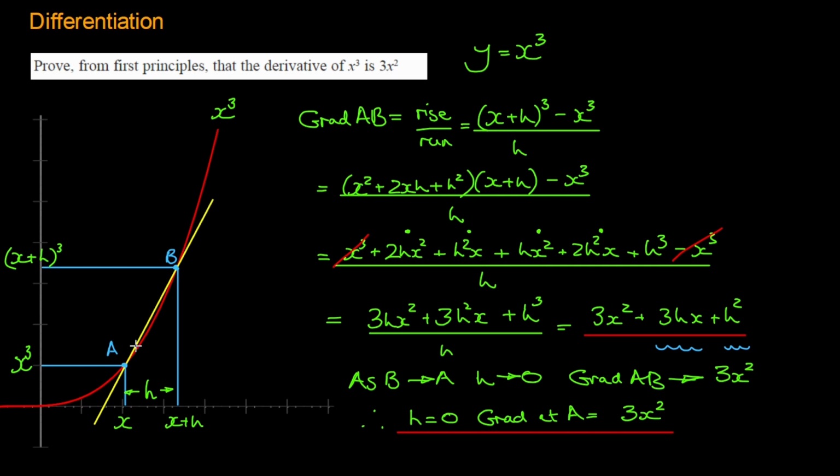So the yellow line that used to be the gradient of AB now becomes the tangent to the curve at A. So now we can actually give a value to the gradient at any point on the curve by just putting in different values of x. So the cubic's gradient function is a quadratic. So there we are, differentiation from first principles.